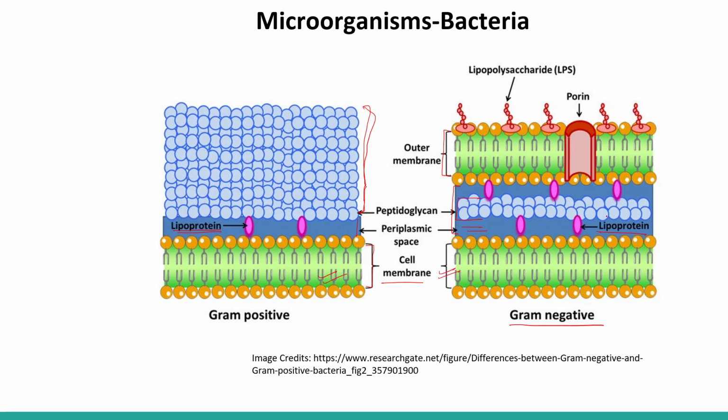Okay. So in the gram-negative bacteria we also have porin. Porin is the pore in the outer membrane. Right. And the lipopolysaccharides are also attached to the outer surface.